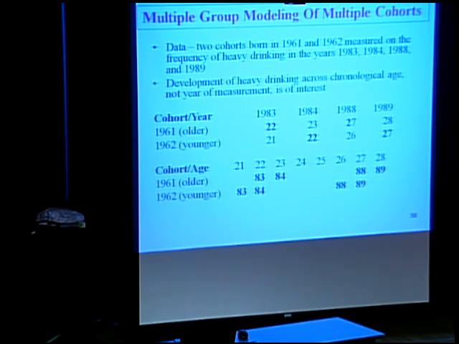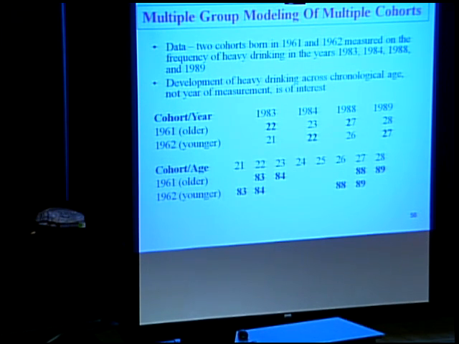And the older cohort, 1961, only has information on ages 22, 23, 27, and 28. So the only time scores that are relevant for them are the ones associated with those ages. So 22 is 1, 23 is 2, 27 is 6, and 28 is 7. So the only part of the growth model that they're going to contribute to are those parts.